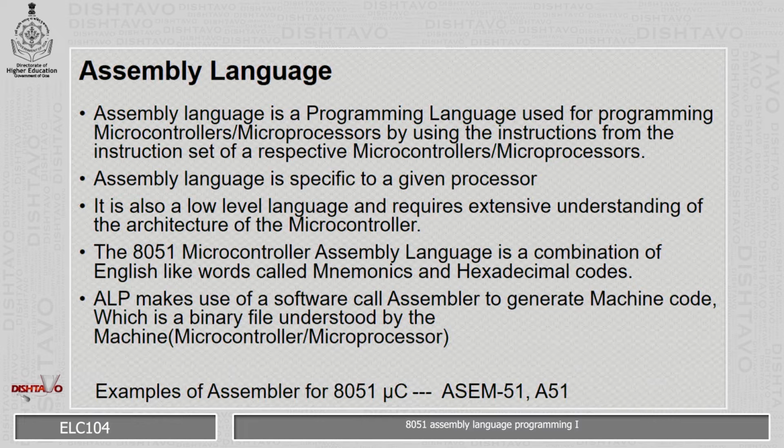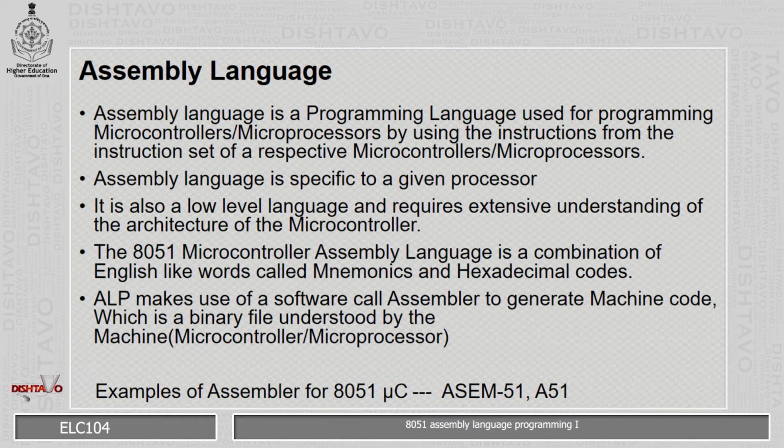Assembly language is a programming language used for programming microcontrollers and microprocessors by using the instructions from the instruction set of a respective microcontroller or microprocessor. This means that assembly language is specific to a given processor. It also is a low-level programming language and requires extensive understanding of the architecture of a microcontroller. That means without knowing much about a particular device, a particular microcontroller or microprocessor, it is rather difficult to program a microcontroller using its assembly language.